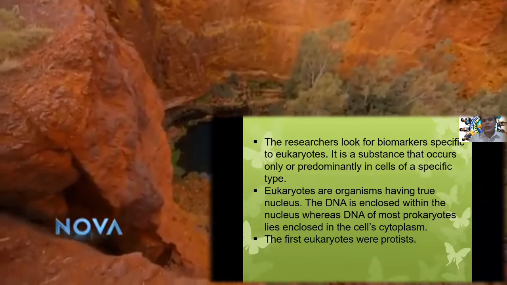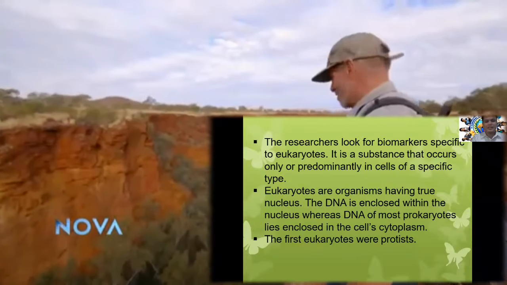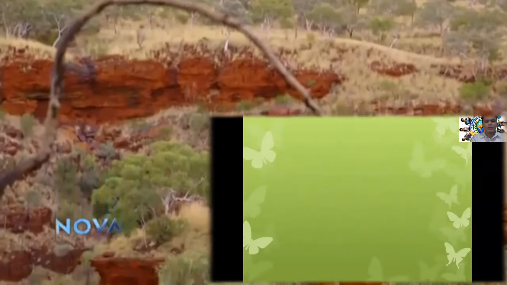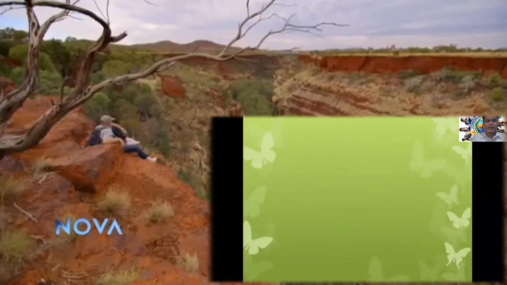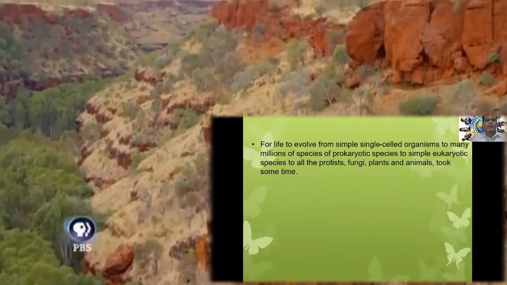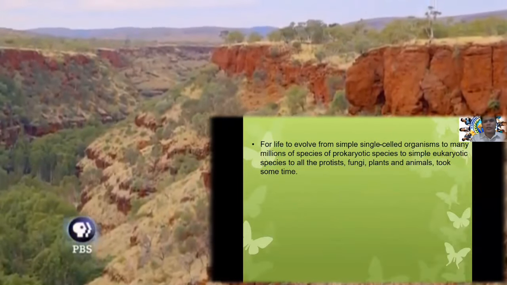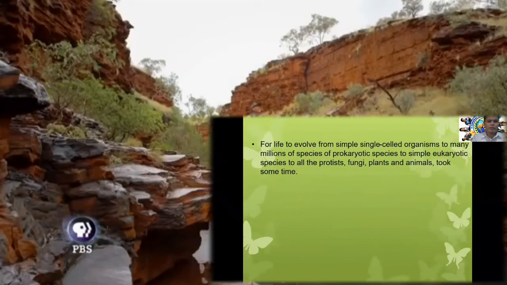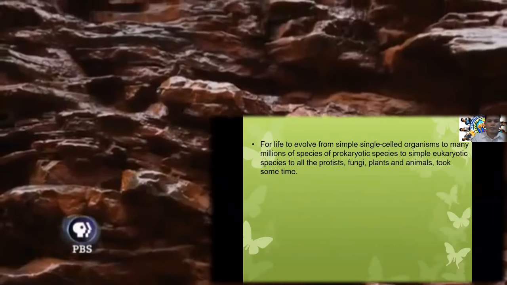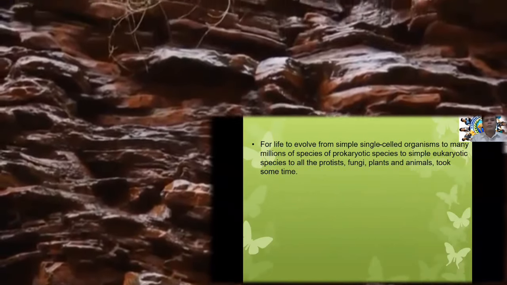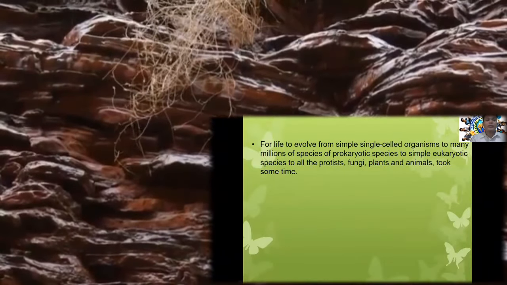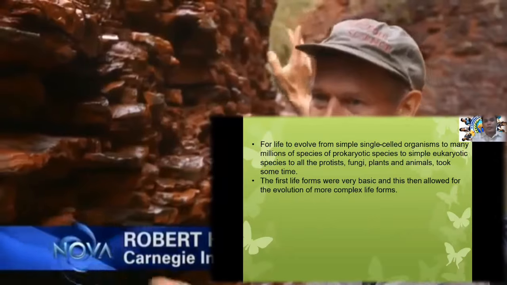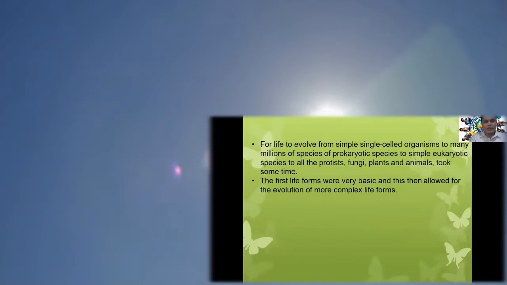The first eukaryotes were protists. Actually, this is just a review. Kasi since grade 9, grade 8, napag-aralan nyo na po yan eh. For life to evolve from simple single-cell organism to many million of species of prokaryotic species to simple eukaryotic species to all the protists, fungi, plant, and animal took some time. So yung development na present ni Charles Darwin.